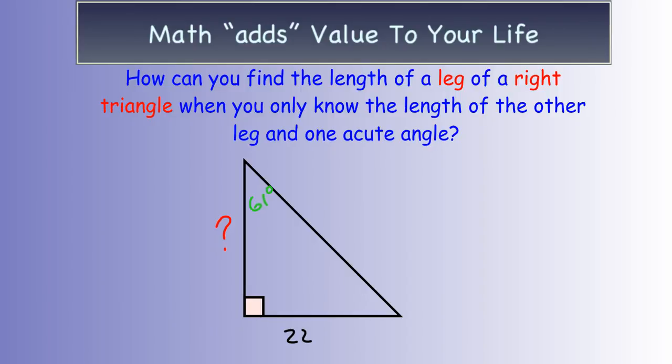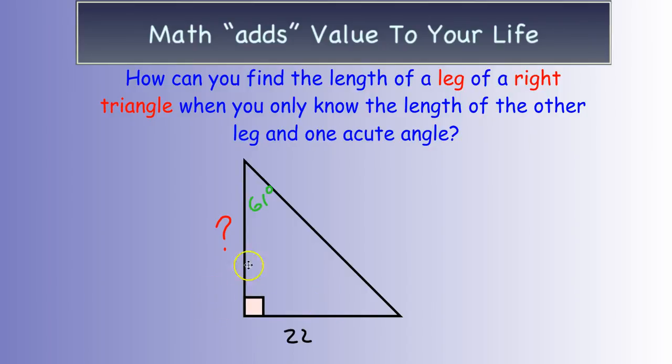We've looked at sine, cosine, and tangent, what they are, and again why they work. So we're going to dig a little deeper in this video. The question here says, how can you find the length of a leg? We remember the legs are the two sides that form the right angle. How can you find the length of a leg of a right triangle when you only know the length of the other leg and one acute angle? You see that illustrated here.